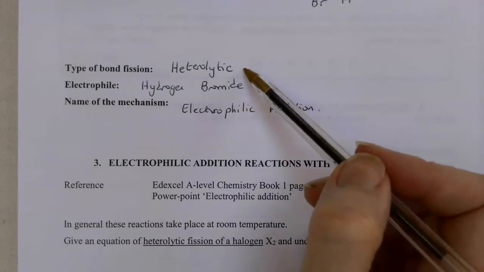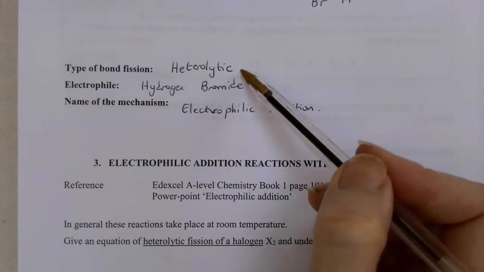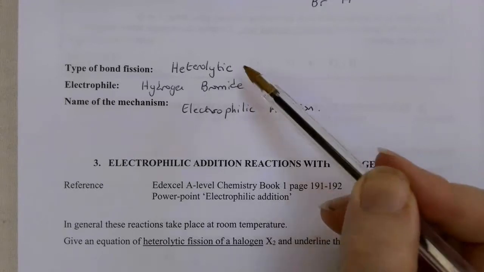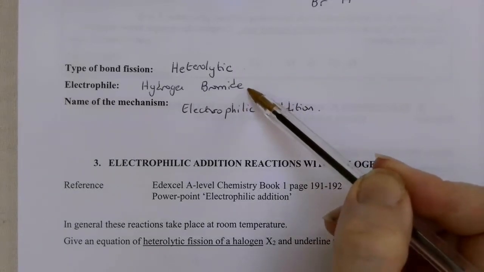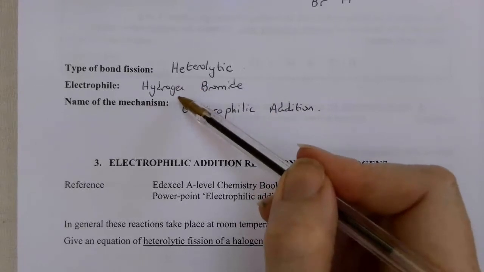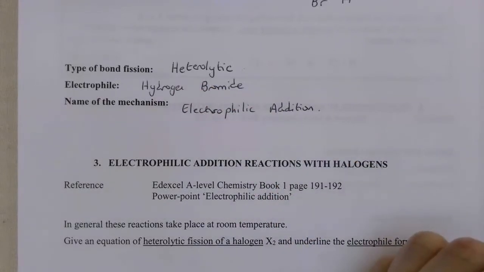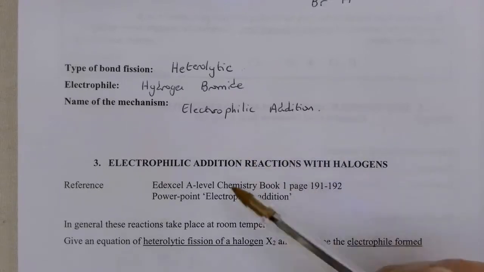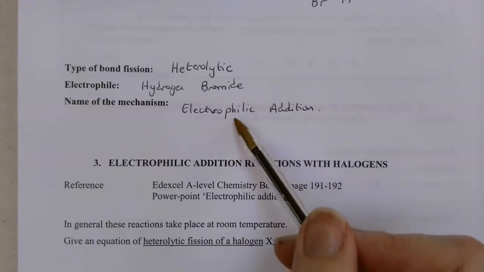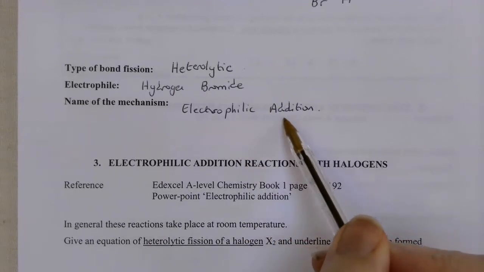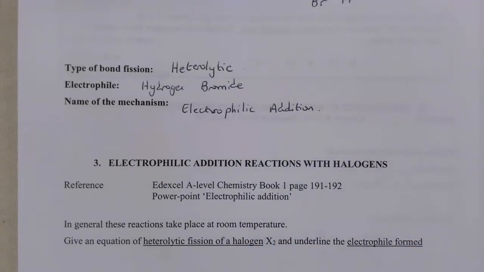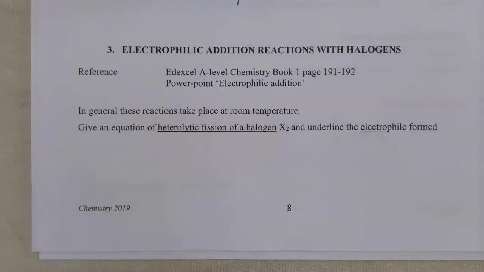So this type of bond fission, breaking the bonds, remember fission means to break, is heterolytic. Hetero meaning different, lytic meaning to break, because I've broken things up to form different ions. The hydrogen bromide is my electrophile. Technically it's the hydrogen end of the hydrogen bromide which is acting as the electrophile. And the mechanism is electrophilic and the type of reaction is addition. So this is electrophilic addition mechanism. We can also do the electrophilic addition reactions with just halogens, so bromine, chlorine and so on.